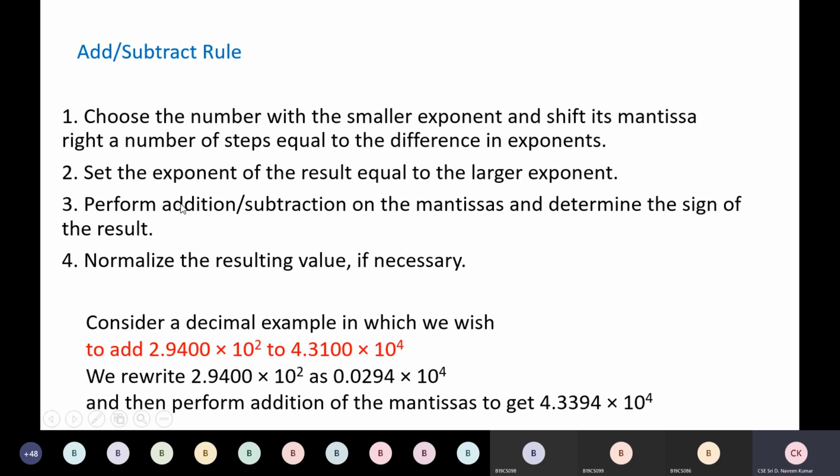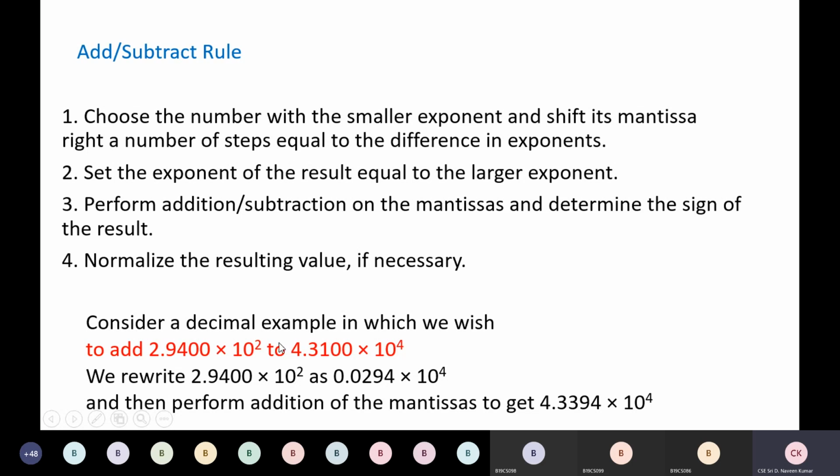So these are the steps. In the theory part, it is represented in these two steps. Choose the number with the smaller exponent, shift its mantissa. We will be shifting the mantissa towards the right. You can see this is the mantissa we had shifted towards the right, a number of steps equal to the difference in exponents.